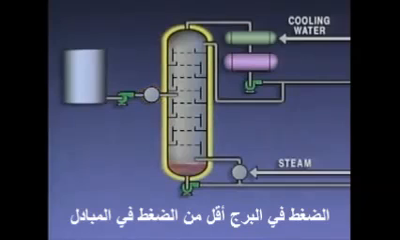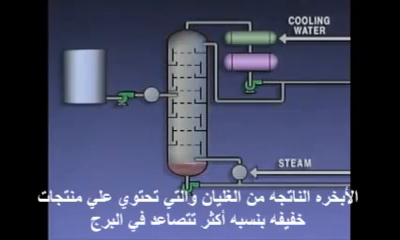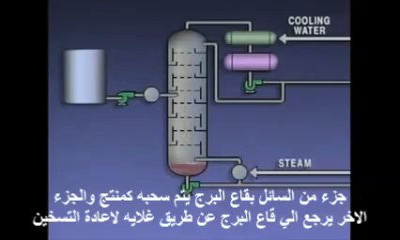The pressure in the tower is lower than the pressure in the preheater, so when the feed enters the tower, it starts to boil. The vapors from the boiling liquid, which primarily contain the lighter components in the feed, rise in the tower. The remaining liquid, which consists primarily of the heavier components in the feed, moves down the tower and collects at the bottom.